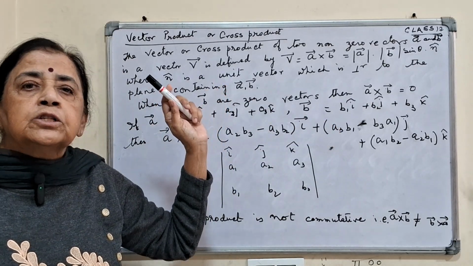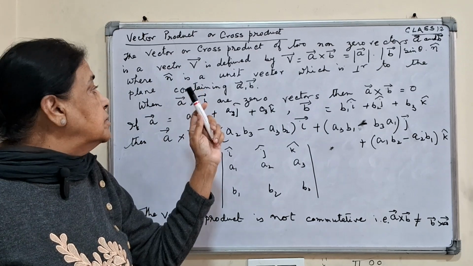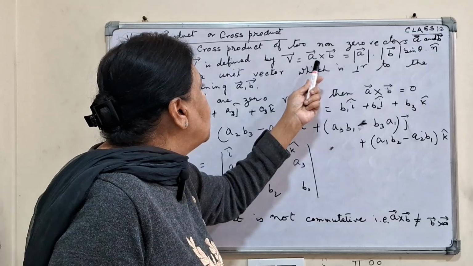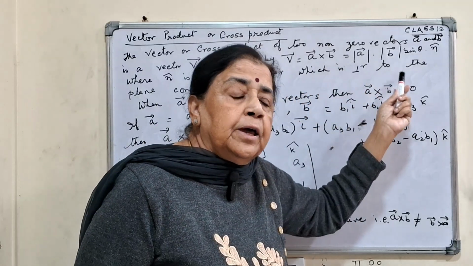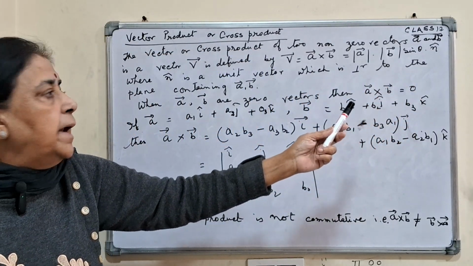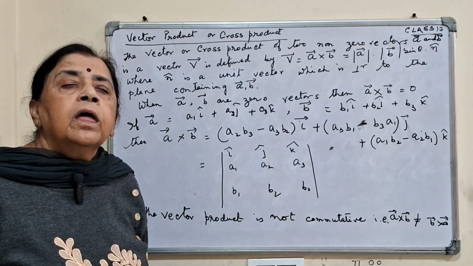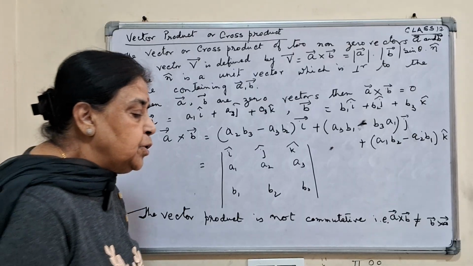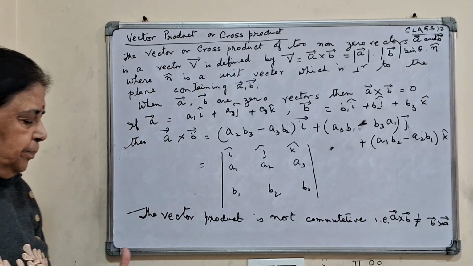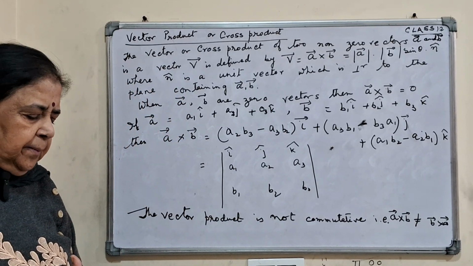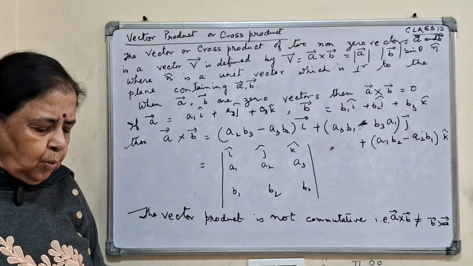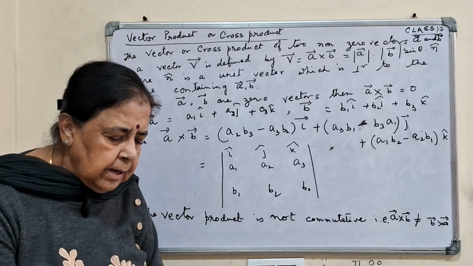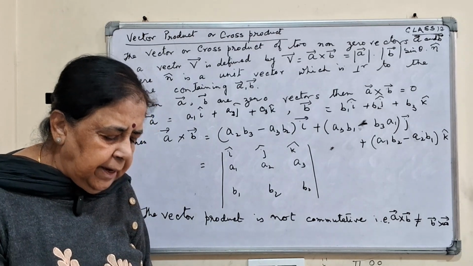It is a vector because the dot product is not a vector. It is a vector V defined by V equals A cross B equals mod of A, mod of B, into sine theta n cap. What is n cap? Here, these are the two vectors, and they are perpendicular to each other.